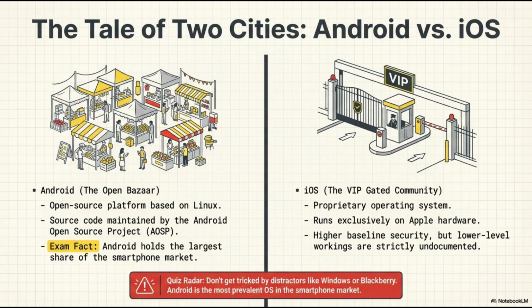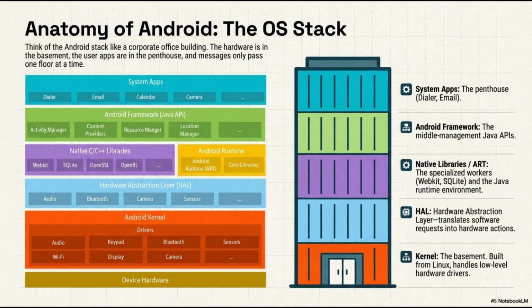To really understand how to attack or defend these systems, we have to look under the hood. Let's dig deeper on slide 5. Anatomy of Android. The OS stack. The easiest way to visualize the Android stack for your short answer questions is to picture a highly secure corporate office building. Okay, an office building. And the golden rule of this building is that messages can only pass one floor at a time. No one gets an express elevator from the penthouse to the basement.